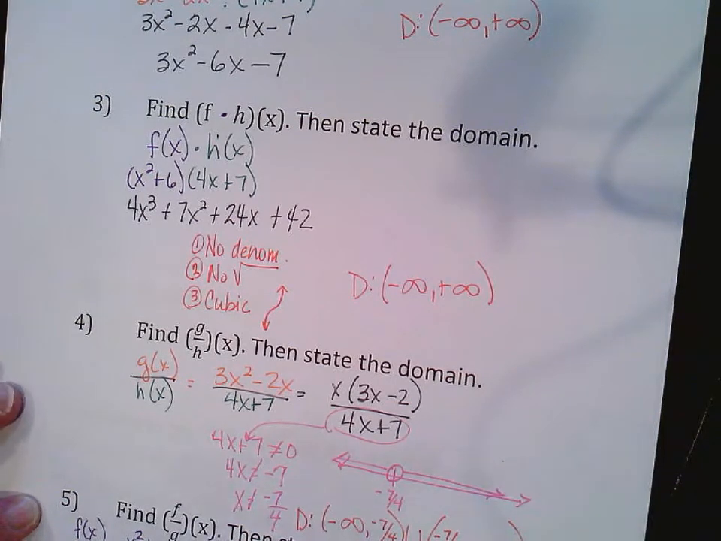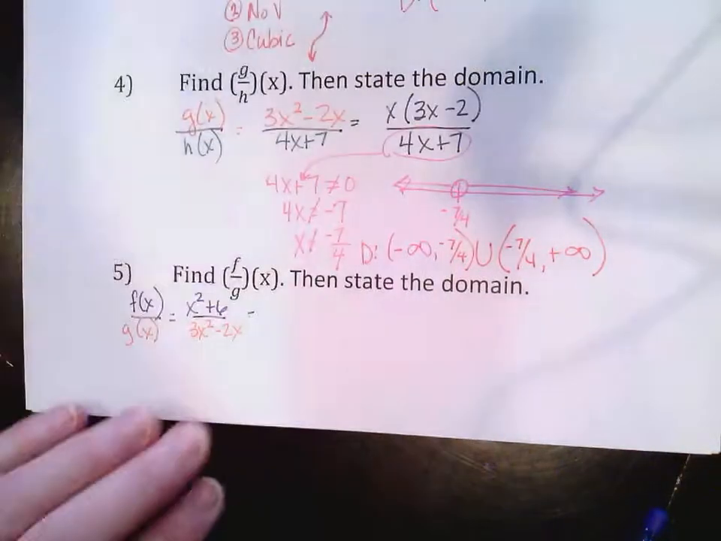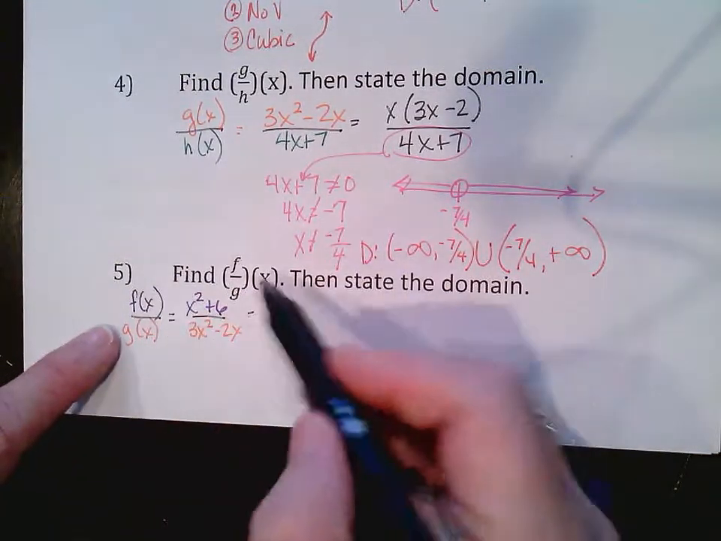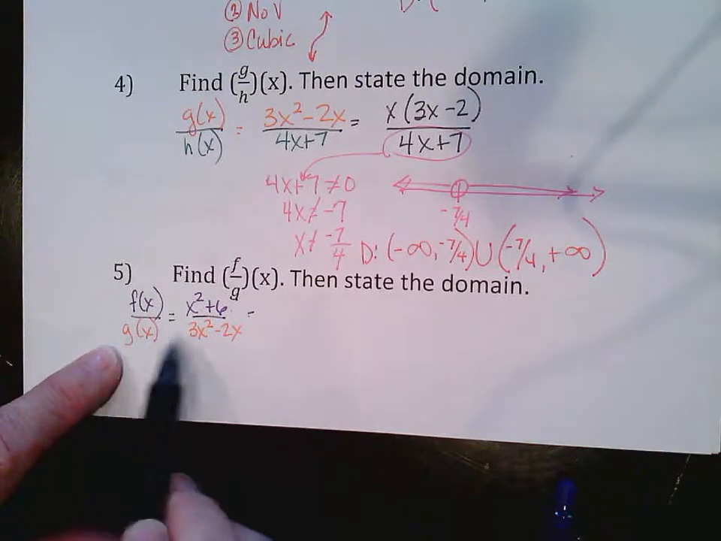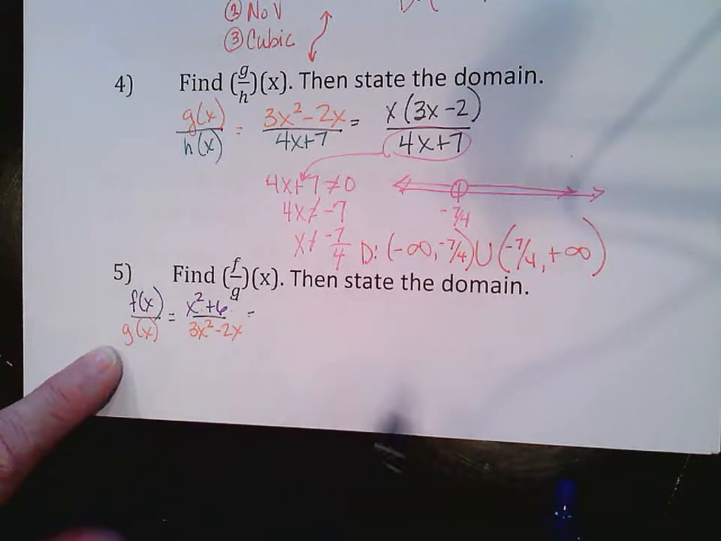G of x is 3x squared minus 2x. Okay, my next step, whoa, I am like way off. Let me back up here for you. Sorry about that. So I have f of x over g of x. My f of x is x squared plus 6. My g of x is 3x squared minus 2x.